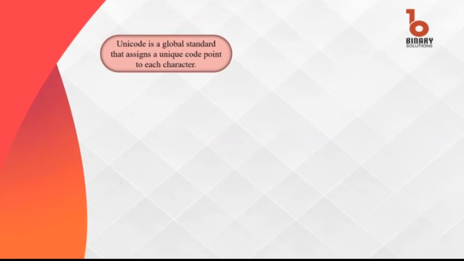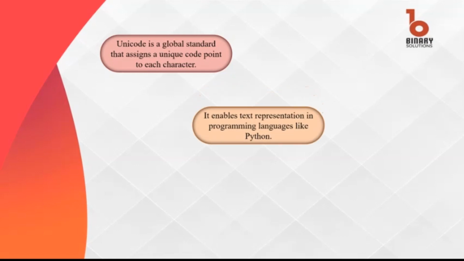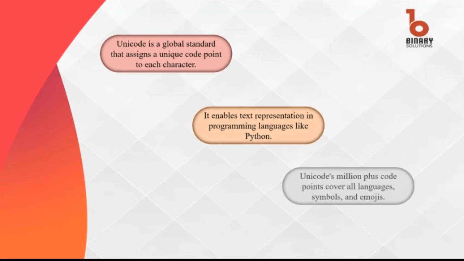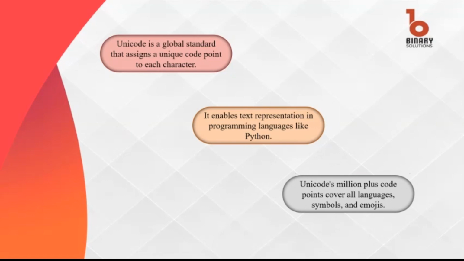Unicode is a universal system that assigns a unique code point to each character, enabling text representation in programming languages like Python. With over 1 million code points, Unicode covers everything from letters and symbols to emojis, allowing programs to handle text in any language or format.